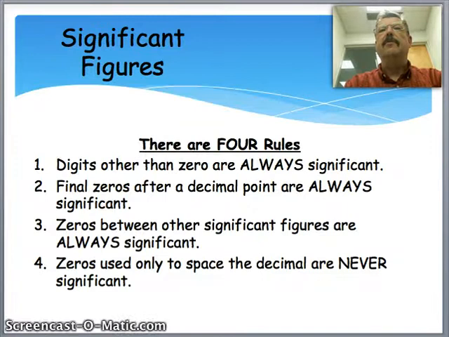Significant figures. There are 4 rules. Digits other than 0 are always significant. Final zeros after a decimal point are always significant. Zeros between other significant figures are always significant. And finally, zeros used only to space the decimal are never significant.